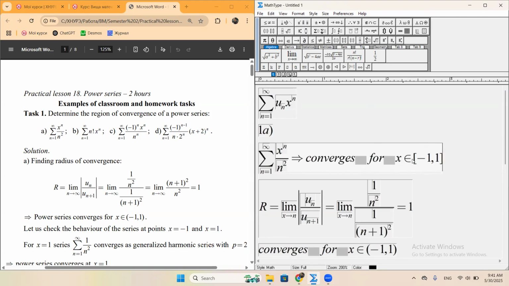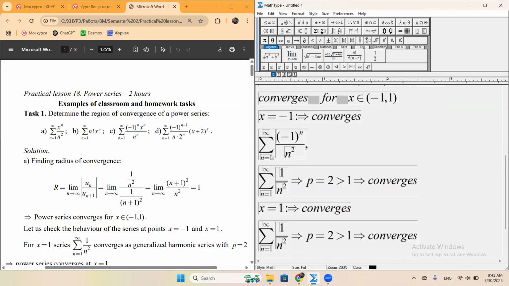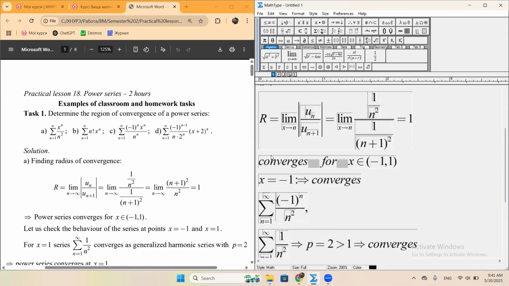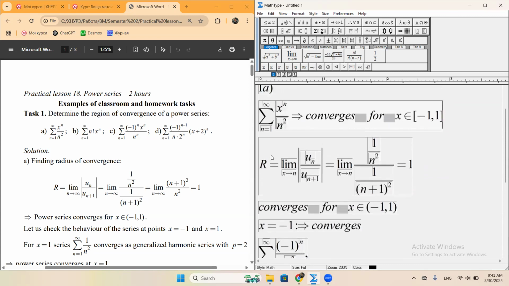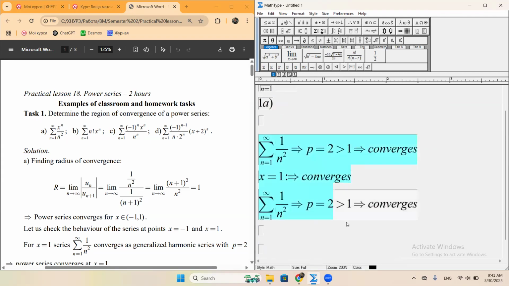Any questions about this exercise? Can you go down? Yeah. No questions. Anybody else? Okay, if no questions, let's go next.